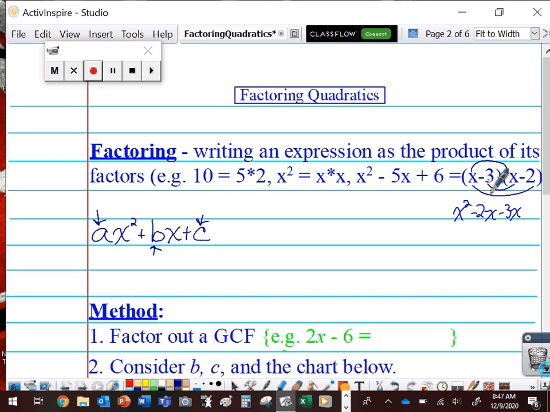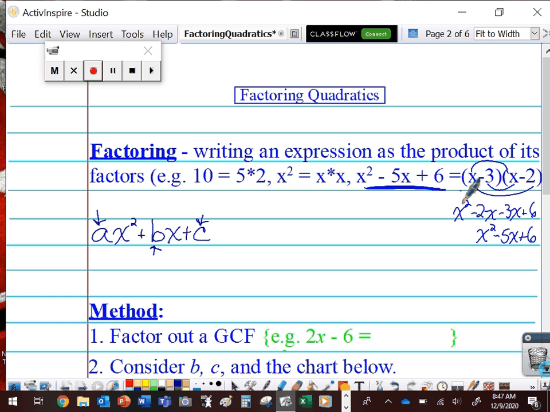And minus 3 times minus 2 gives me plus 6. And when we combine our like terms, we get x squared minus 5x plus 6. So we're rewriting this quadratic in terms of its factors.